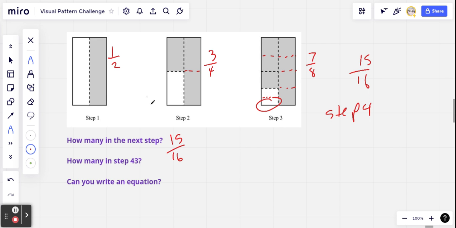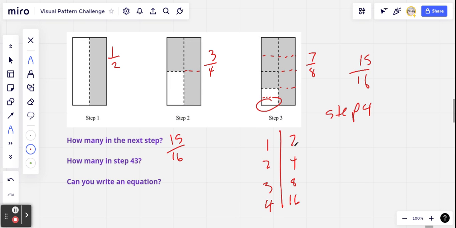All right, so just looking at these numbers, are you seeing a pattern? We're not going to make a chart and subtract the differences. I think we can look at the numerators and the denominators and get some ideas from there. And actually, I'm going to start with the denominator. Because if I just list the denominators, I've got 2, 4, 8, 16, and this is the step 1, 2, 3, 4.